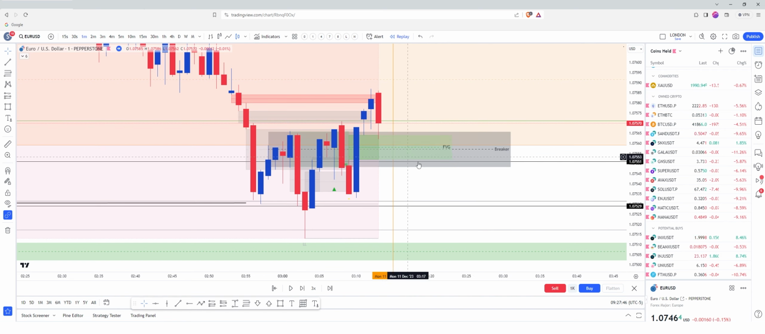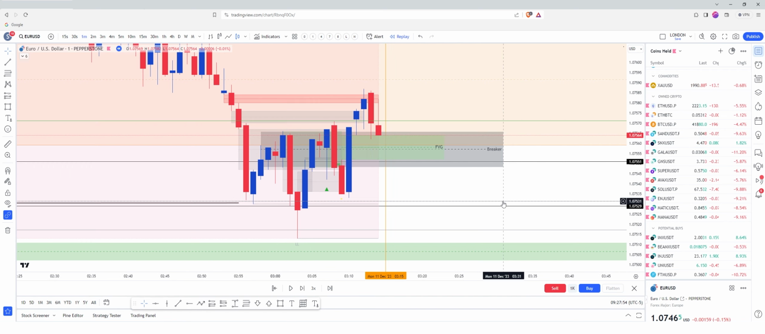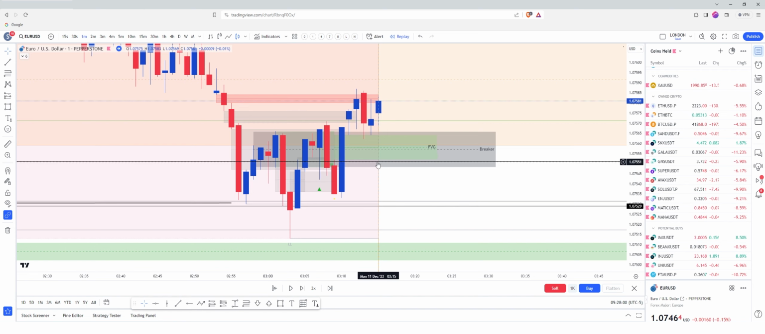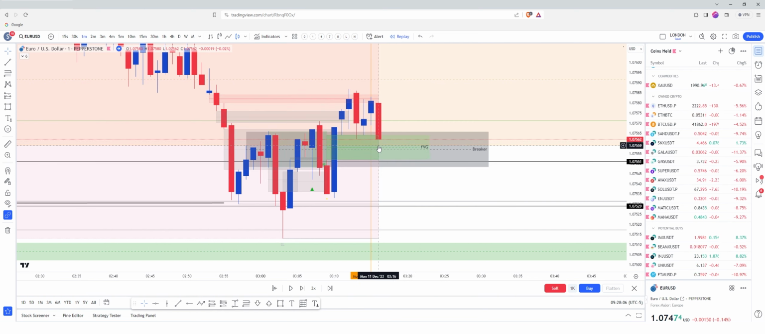And we've tapped that fair value gap, so that's a nice tap at 3:13. Again, I won't take an entry on this, but that does look like a nice reaction. That fair value gap's held. 3:14, still holding. 3:15, it's looking pretty good, to be fair. 3:16 rejecting. So what I'm noticing at this point is we are wicking into this fair value gap, into the breaker block. It's holding really nicely.